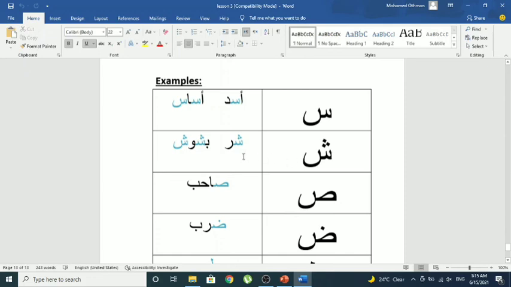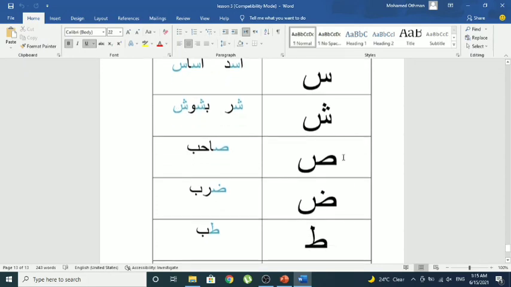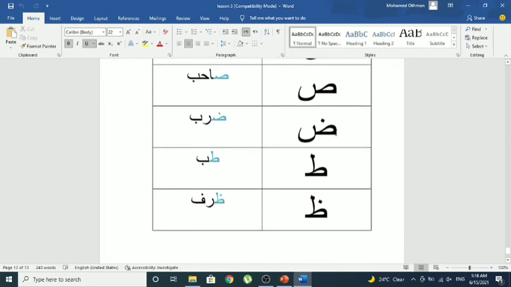Sheen. Our example is Shar and Bashush. The next is Sad. It is like S in English, but it's a hard S. Sad. Our example is Sahib. Then its sister Dad. It's like a hard D in English. Our example is Daraba.